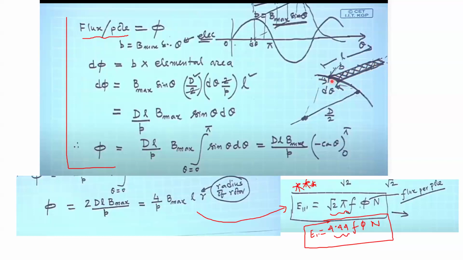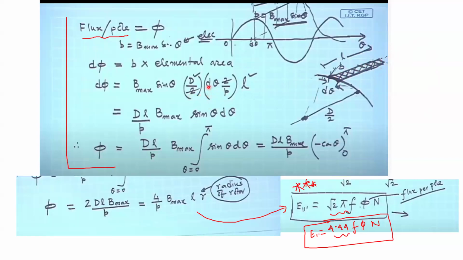So what is this area? We know from our maths that this arc length is r into d theta. So this is d theta and this is r, where r is D by 2. And this length of the rotor, because this rotor is not circular, it is cylindrical, so that cylindrical height or length is L. That is why we are multiplying this r d theta with L, so that this arc length into the length of the rotor will give you this area.